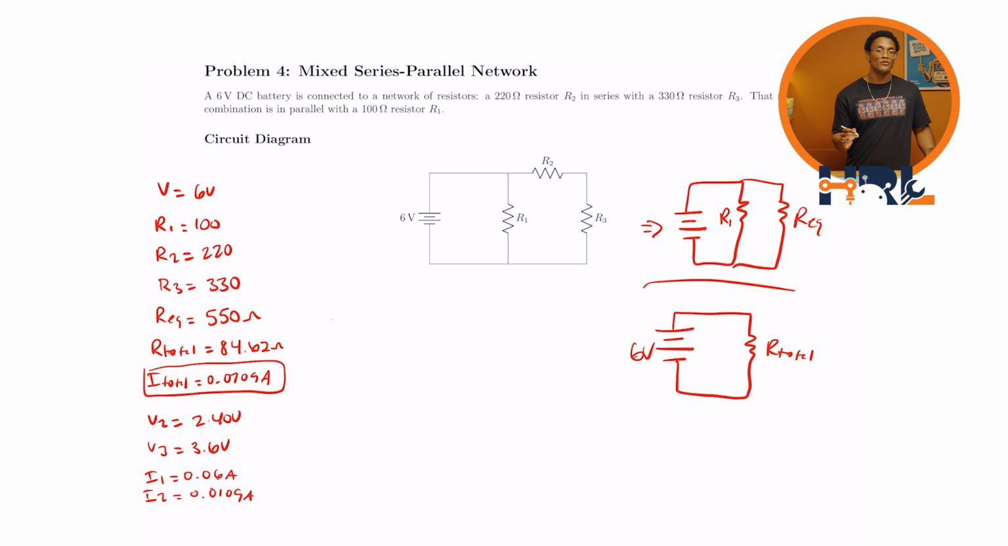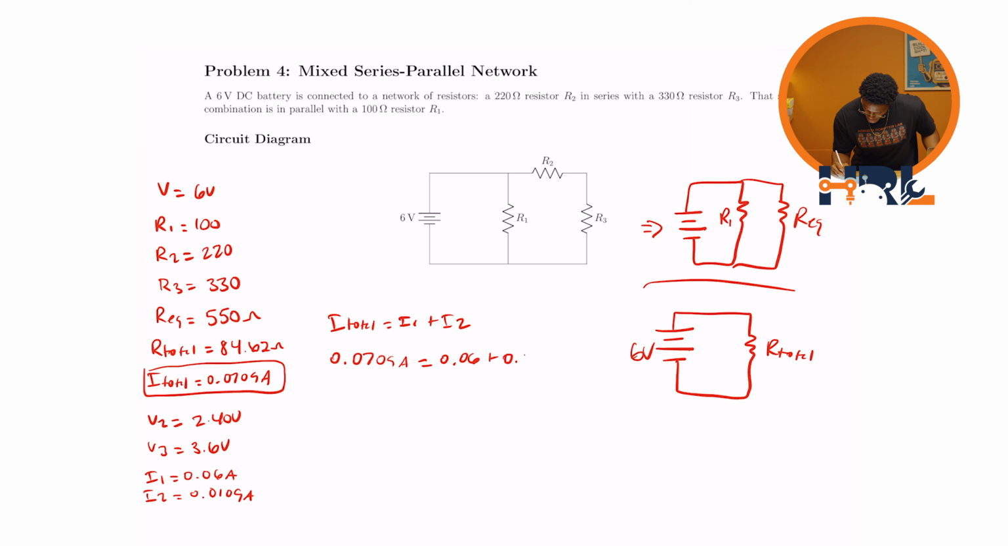The final thing we want to do before moving on is we want to verify the total current and make sure that it sums up to the current through each branch. So I total is equal to I1 plus I2. We know that 0.0709 amps was the total current. We got 0.06 from I1 and 0.0109 amps from I2. We add those together and we make sure, boom, they are the same.